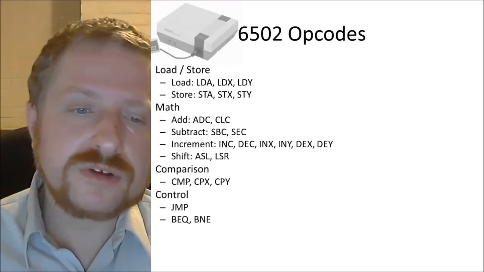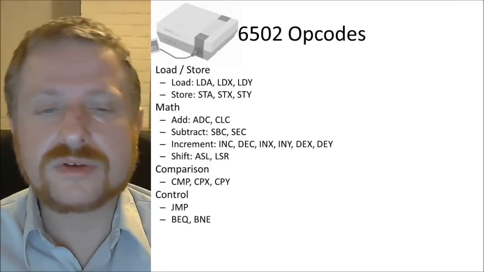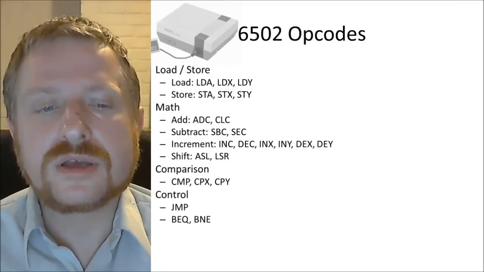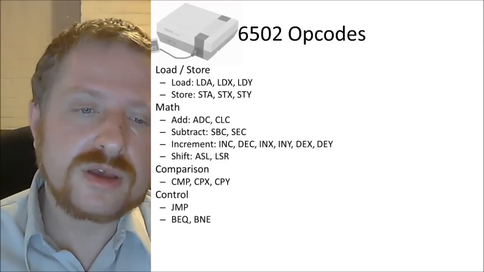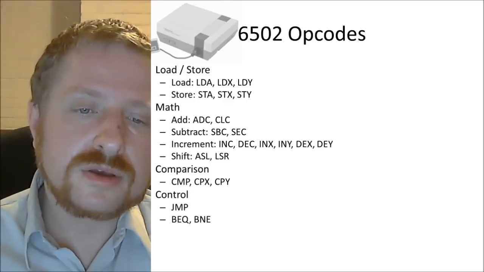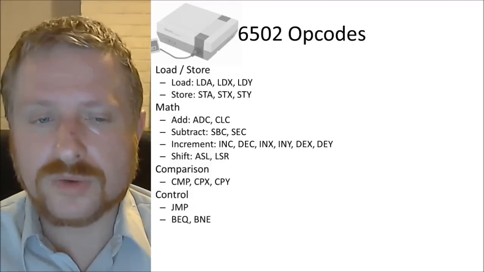There's a few comparison operations. These work like equals in a traditional programming language. CMP compares if the value in the accumulator equals another value. You can also do the same thing for comparing to your X register or your Y register.